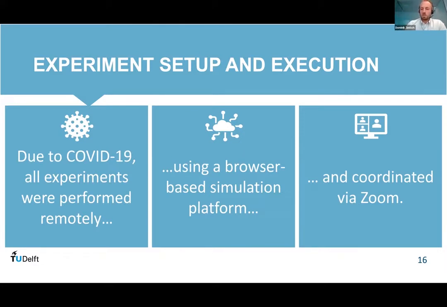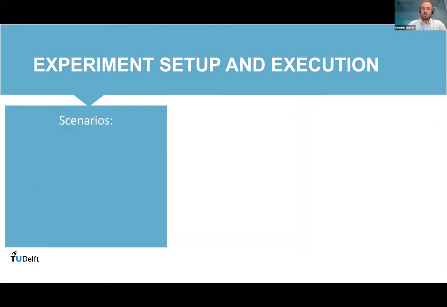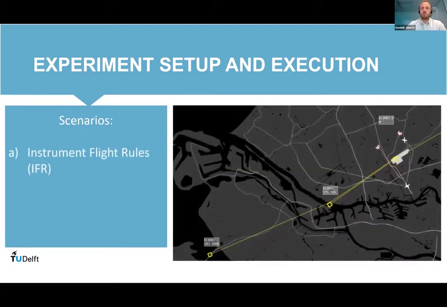The participants that we then gathered were tasked with 4 scenarios that they would need to master. The first one was a scenario where we had conflicts of UAVs with typical IFR traffic at Rotterdam Airport, in this case, following the standard instrument departure and standard arrival routes for the airport. And we had a sort of Boeing 737 type aircraft modeled in this simulation.